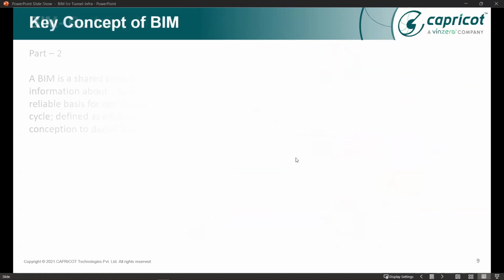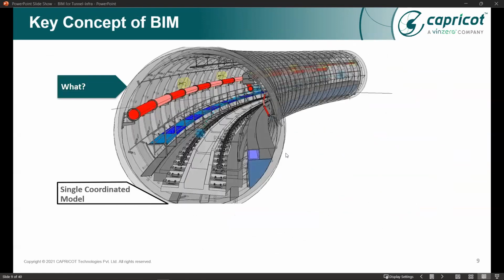The key concept of BIM is that it gives us a single coordinated model, a model which is coordinated, where multiple people update the model. At the same time, it updates on cloud and everybody can see the changes. So it's a coordinated model.